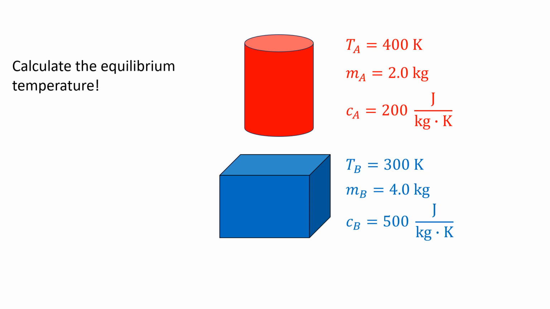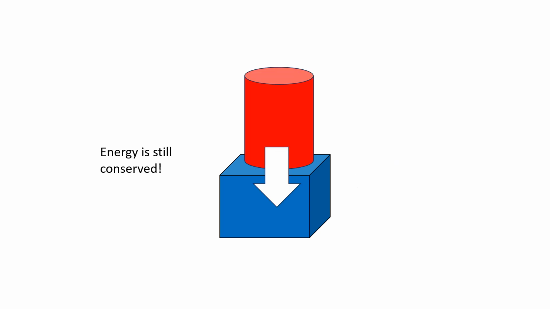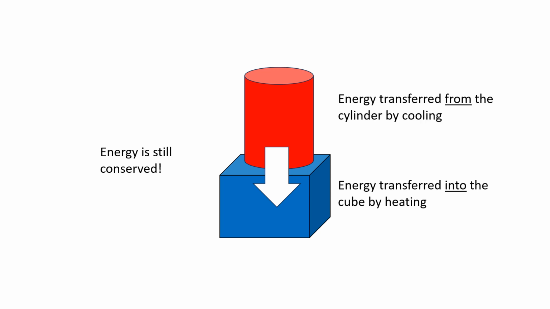And then for the second thing, the cube, let's assume it's got a mass of 4 kilograms and a specific heat of 500 joules per kilogram degree Kelvin. What I want you to do is estimate where that equilibrium is going to lie, just briefly looking at those numbers and thinking through those three factors that we just discussed. It's important to remember that energy is still conserved. So we have energy being transferred into the cube by heating, and energy transferred from the cylinder by cooling.